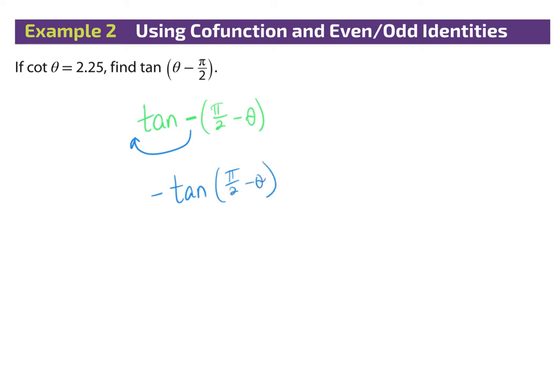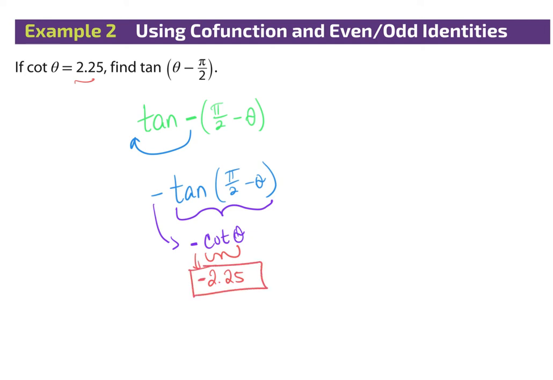Now, this is a cofunction identity. What corresponds to tangent when I take pi over 2 and subtract is cotangent. And so if you look at your cofunction identities, I can replace this with just the cotangent of theta, and of course I need to bring that negative down. They gave me cotangent, didn't they? What did they say cotangent was? Well, they said it was 2.25. So I can replace cotangent with 2.25 and then just bring that negative down.